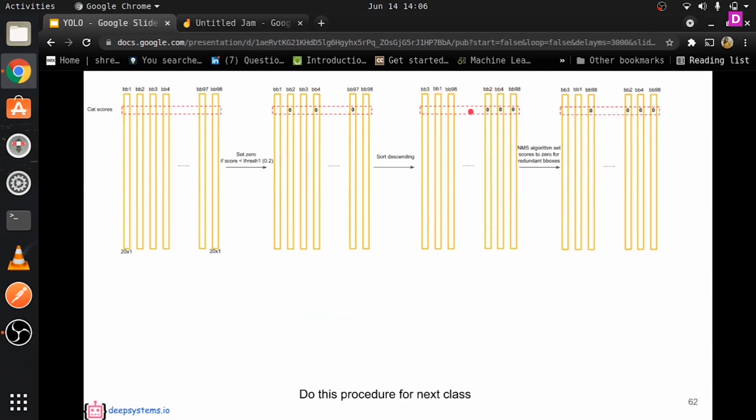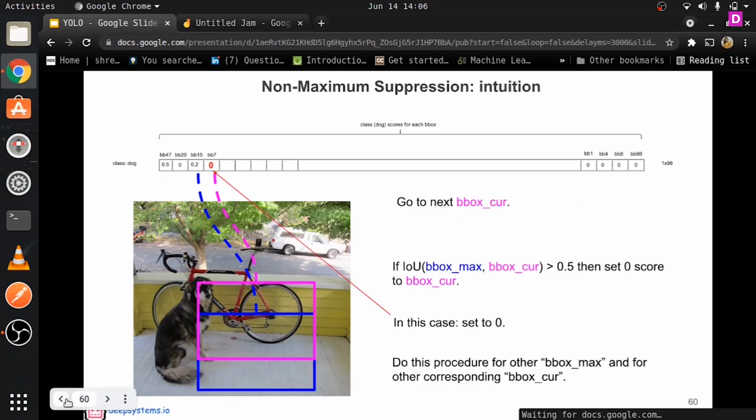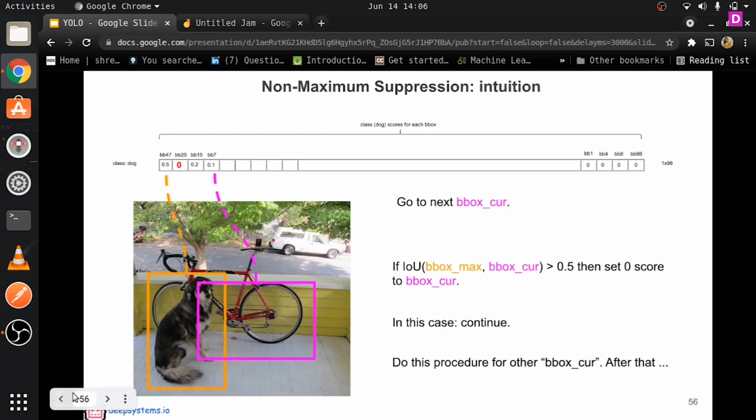Now in the same way we will do non-max suppression for the next class and the next class and so on. So this was how we did it for the dog. So just a quick recap, what happens is, you select the IOU. Okay, let me write this.